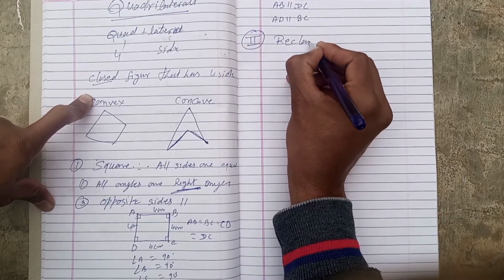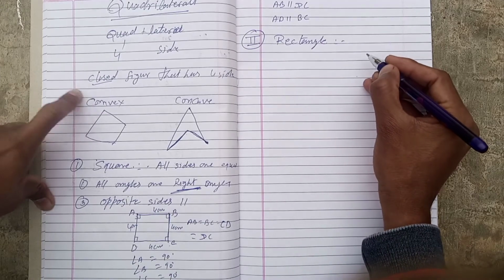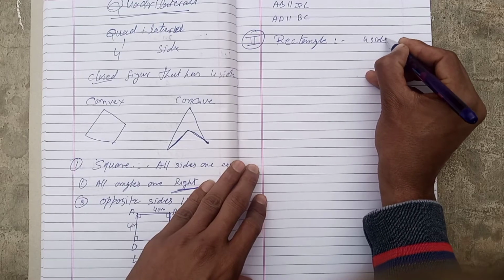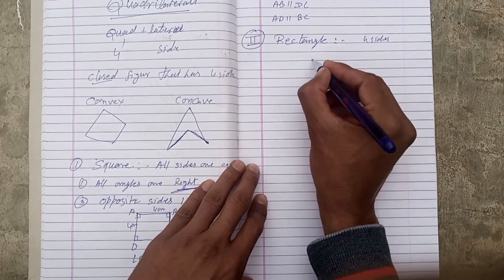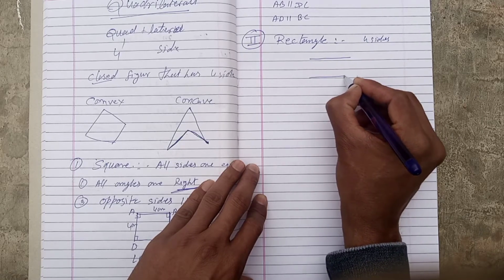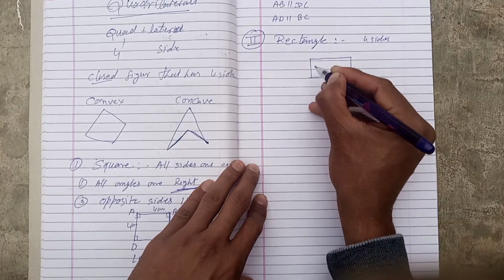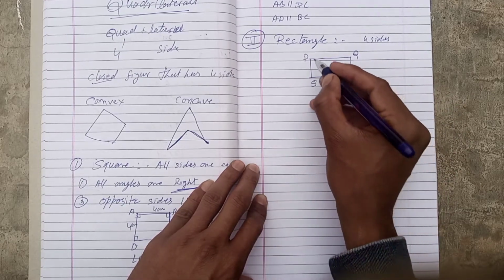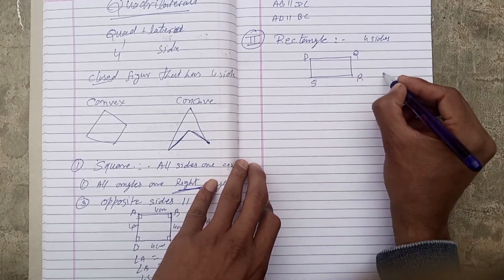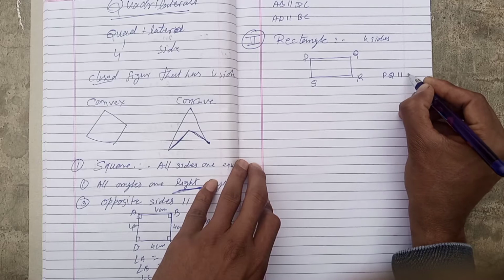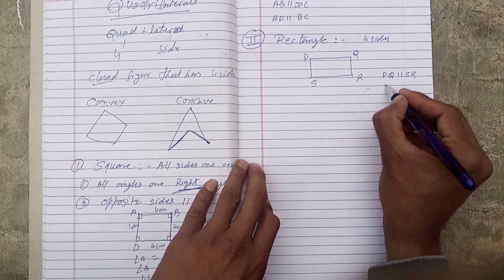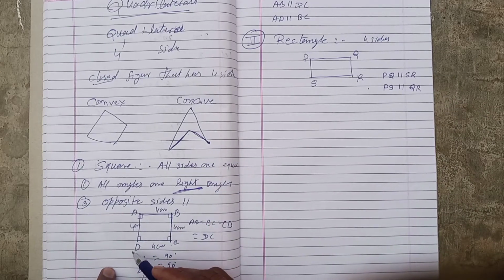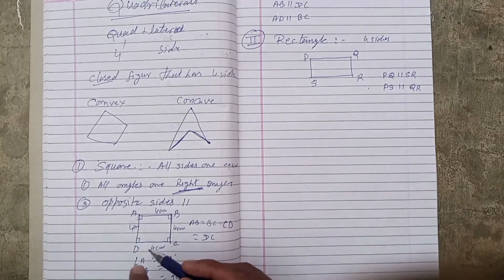rectangle. A rectangle is also a closed figure that has four sides. In it the opposite sides are parallel. This is a rectangle, and we have given it the names P, Q, R, S. It is a quadrilateral because PQ is parallel to SR and PS is parallel to QR. In a square also opposite sides are parallel, but there all sides are equal.